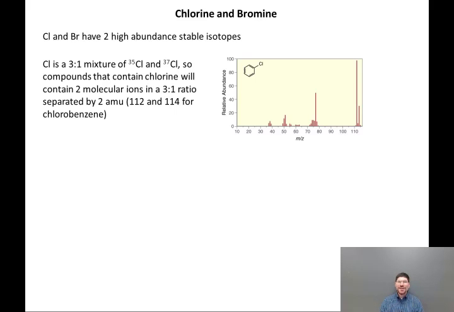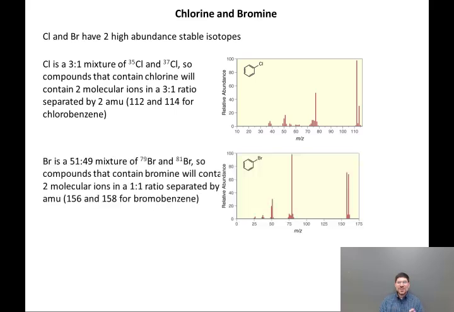So any compound that contains chlorine will have 2 molecular ions, and those will show up in a 3-to-1 ratio, and they will be separated by 2 atomic mass units. So in this example of chlorobenzene, you get a molecular ion at 112, another molecular ion at 114. Those are appreciable peaks, as you can see, and they are in a 3-to-1 ratio. You do see 2 small peaks at 111 and 113. Those are the M+1 peaks that we talked about on the previous slide.